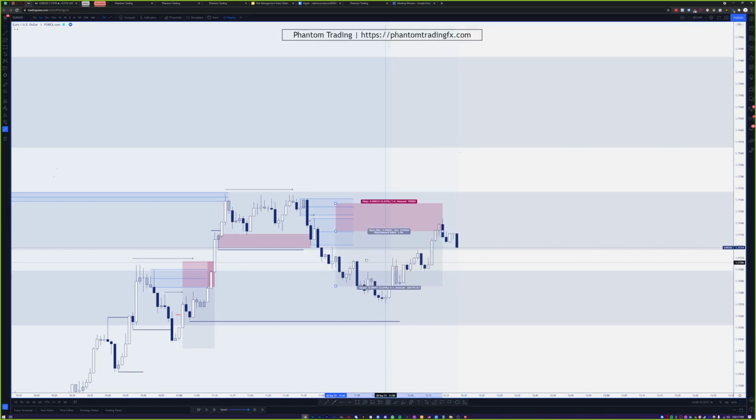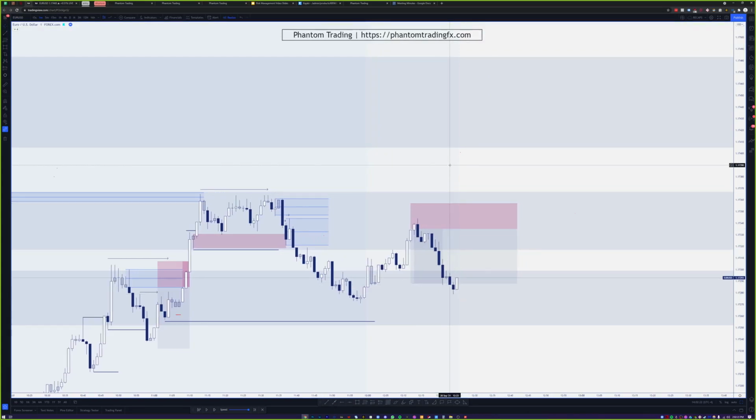Even if we take just the wick, I know you guys want to stay out of it. What do you think? Is this gonna get blown through, guys? Or is this gonna hold?